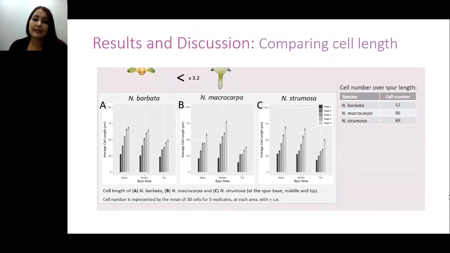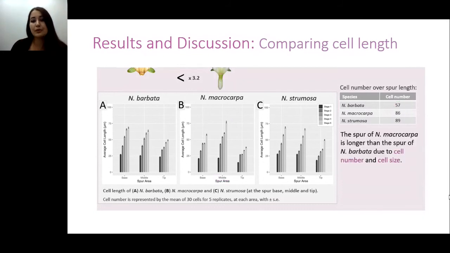And we also have to look at cell number over spur length. So for Nemesia macrocarpa in the table, we can see there's more cells over spur length compared to Nemesia barbata, but also the spur of Nemesia macrocarpa is longer than the spur of barbata due to more elongated cells in the middle area of the spur. Therefore, the spur of Nemesia macrocarpa is longer than the spur of Nemesia barbata due to differences in cell number as well as cell size.